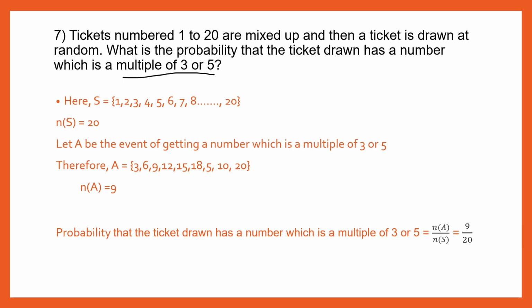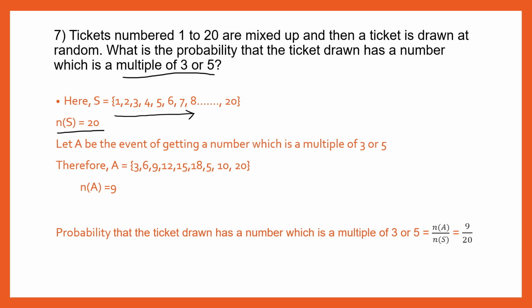Alright, let's first see the sample space for this experiment. How many possibilities do we have? A total of 20 possibilities, as there are 20 tickets. So the size of the sample space would be 20. All the tickets are numbered serially from 1 till 20, so my sample space would be 1, 2, 3, 4, 5, 6 up to 20.